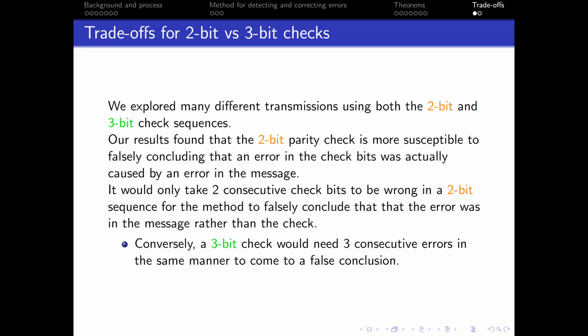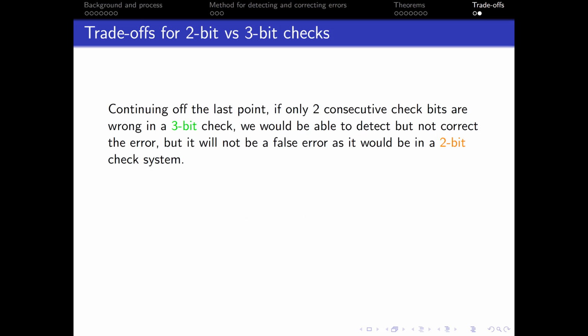Because, for example, if the nth and n plus 1st check bits were both wrong, you would conclude that since they are both looking at the n plus 1st message bit, that was the one in error, when in fact it could have been both of the check bits that were off. Whereas in a 3-bit check you could detect that error, just not correct it, and it would take that 3rd check bit in a row being wrong in order to falsely conclude that the error came from the message rather than the check.